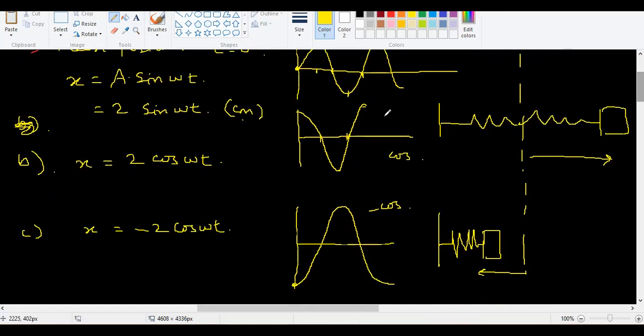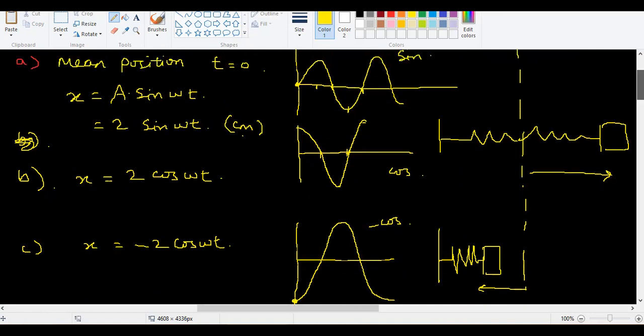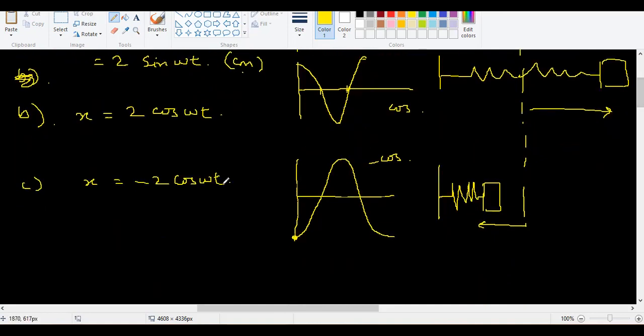Anybody not following this? This is sine, this is cos, this is minus cos. Because when time t is equal to 0, it is at negative displacement. So when I substitute t equal to 0, cos 0 becomes 1, so it becomes minus 2, which means it will be here.